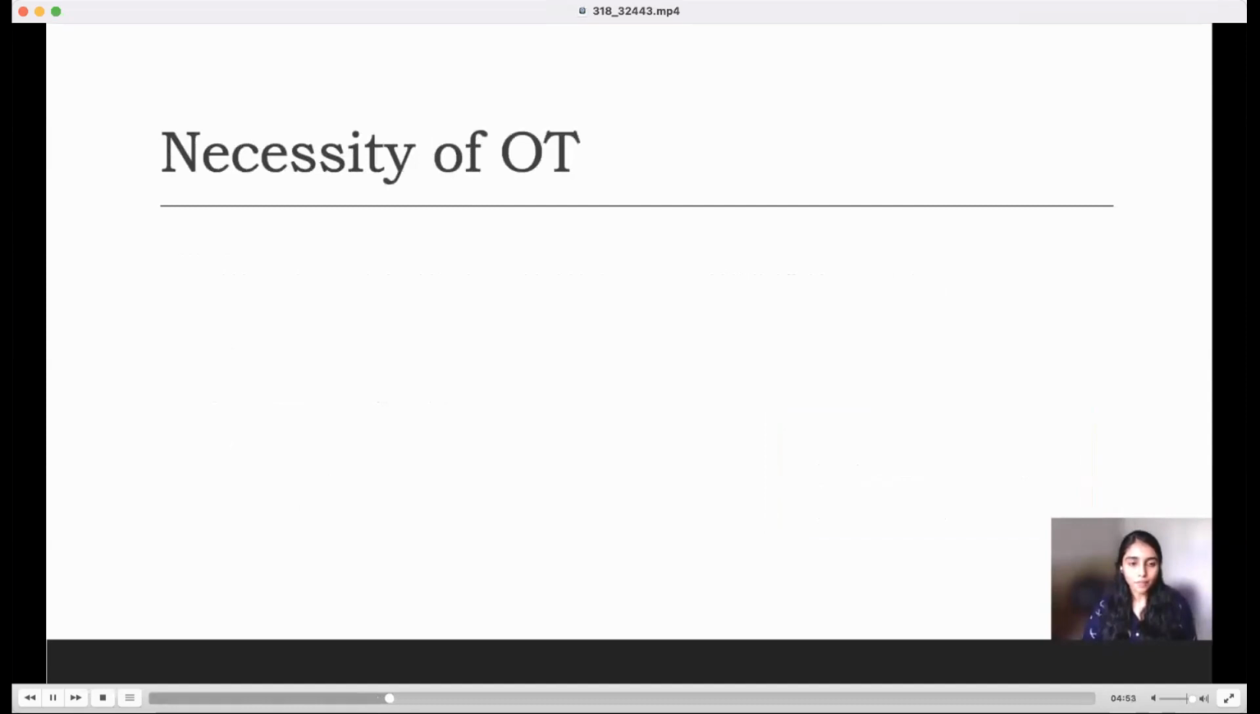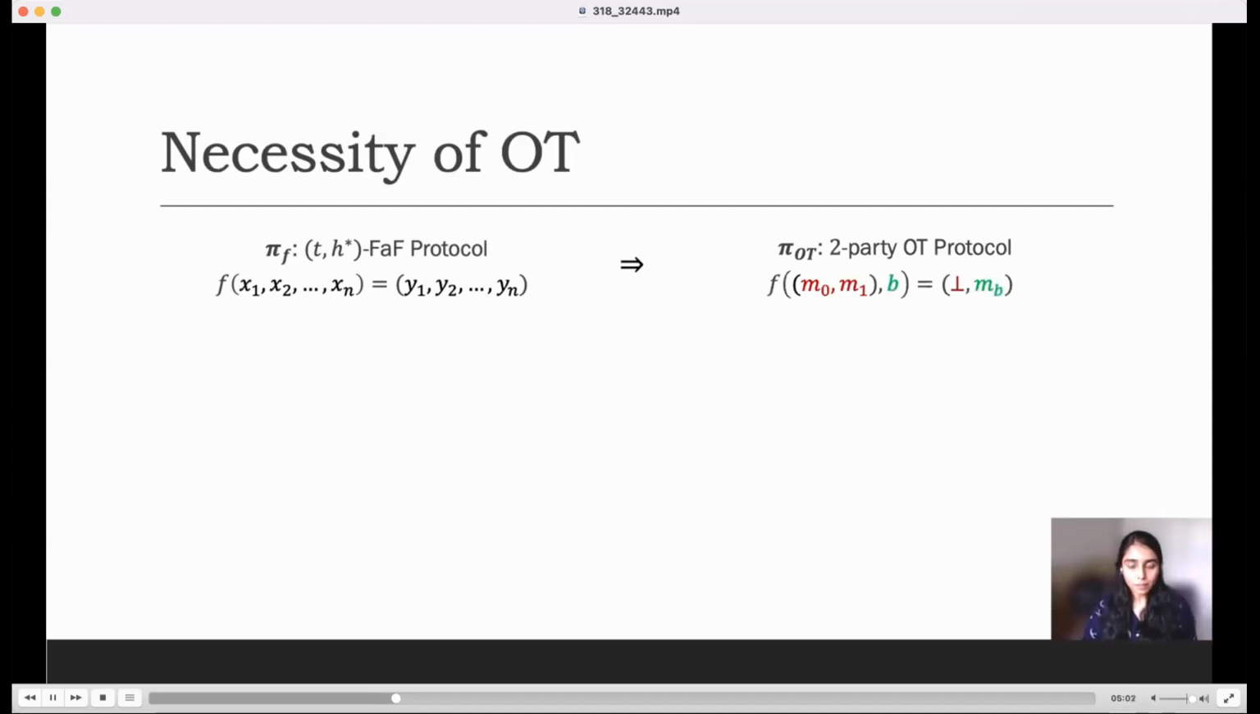Coming to our theoretical result, the necessity of OT, we prove this by reducing a (t, h*) FAF protocol, say ΠF, to a 2-party semi-honest OT protocol, ΠOT. For the sake of this presentation, I'll assume n equal to 2t + 2h*. However, in the paper, we show this reduction for all n less than or equal to 2t + 2h*.